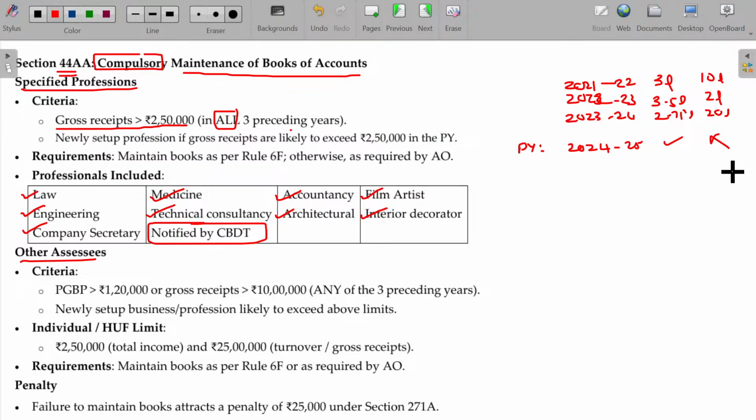Suppose it is not an existing company, but newly started. In the very first year itself, they expect their receipts will be more than 2.5 lakhs. What can we do, sir? Then in the very first year itself, they have to start maintaining the books of accounts. Newly set up professions, if gross receipts are likely to exceed 2.5 lakhs in the same previous year. For existing ones, the 3 years limit is there. If it is newly started, verify whether you are able to cross 2.5 lakhs in the very first year itself. Yes sir, then you have to maintain in the very first year itself. Specified professions.